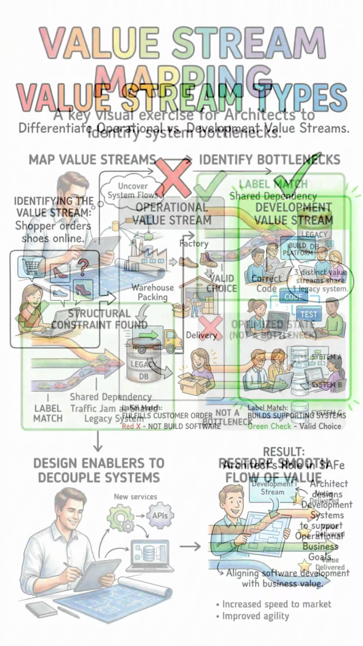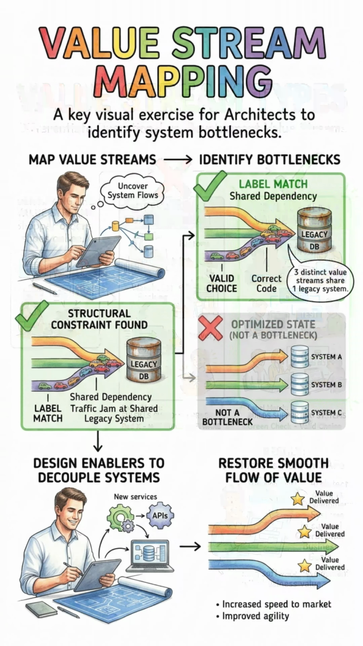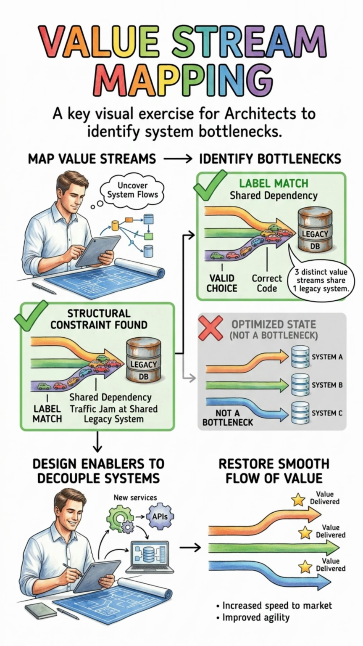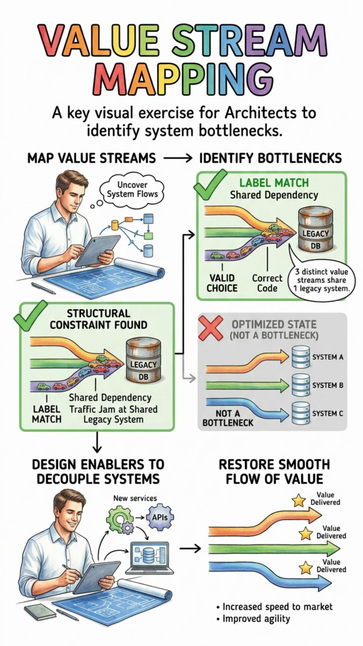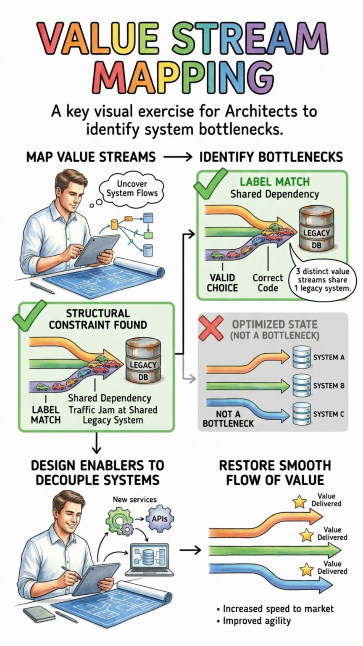Mapping these value streams is a highly visual and revealing exercise. When architects map the systems supporting different value streams, they often uncover massive bottlenecks. For example, you might discover that 3 distinct value streams all rely on the exact same legacy database, creating a severe traffic jam every time a deployment happens. Identifying these structural constraints allows you to design enablers that decouple the systems and restore a smooth flow of value.